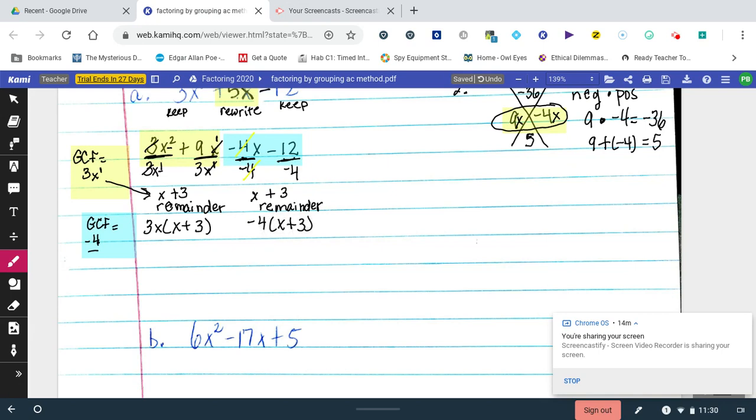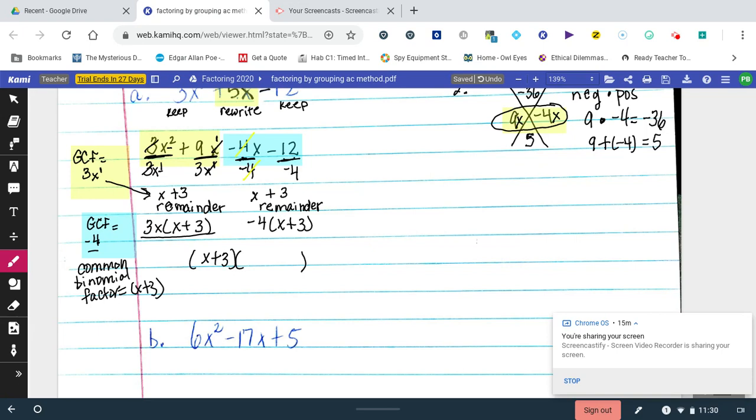Now I look for a common factor in this group and in that group. Well, what do you see? It's a common binomial factor. x plus 3 is here and x plus 3 is there. So your common binomial factor is x plus 3. When I write this, I'm going to write it in factor form. I'm going to write my common binomial factor times whatever is left over, which is my remainder. So I divide each one of these by x plus 3.